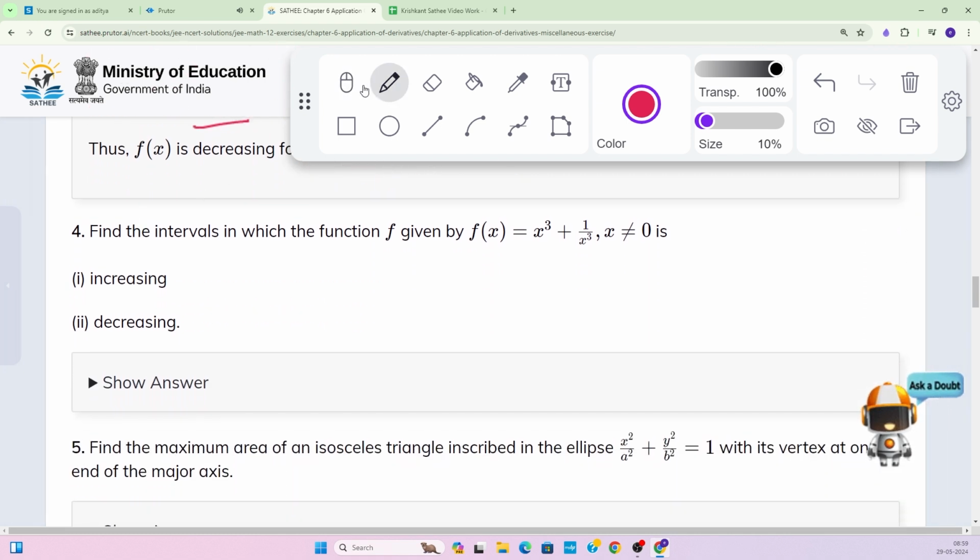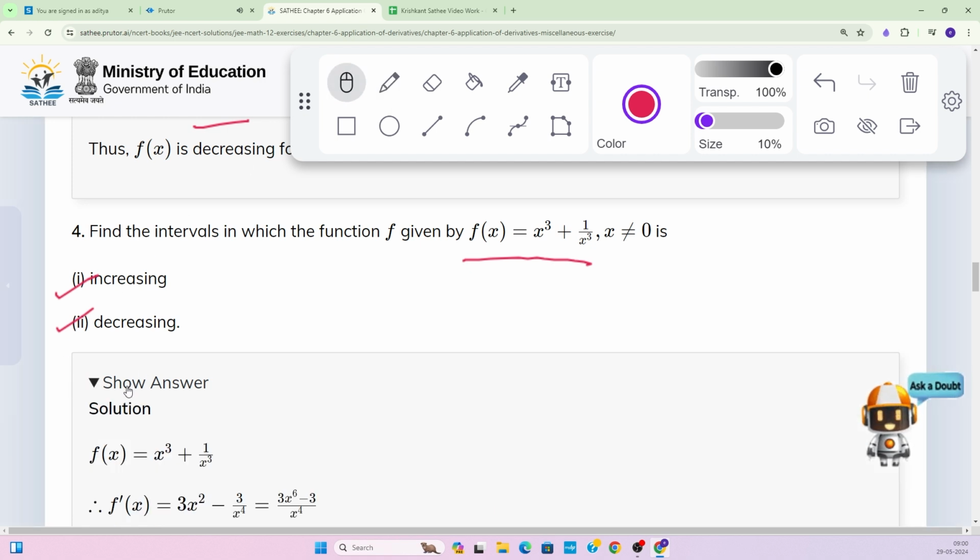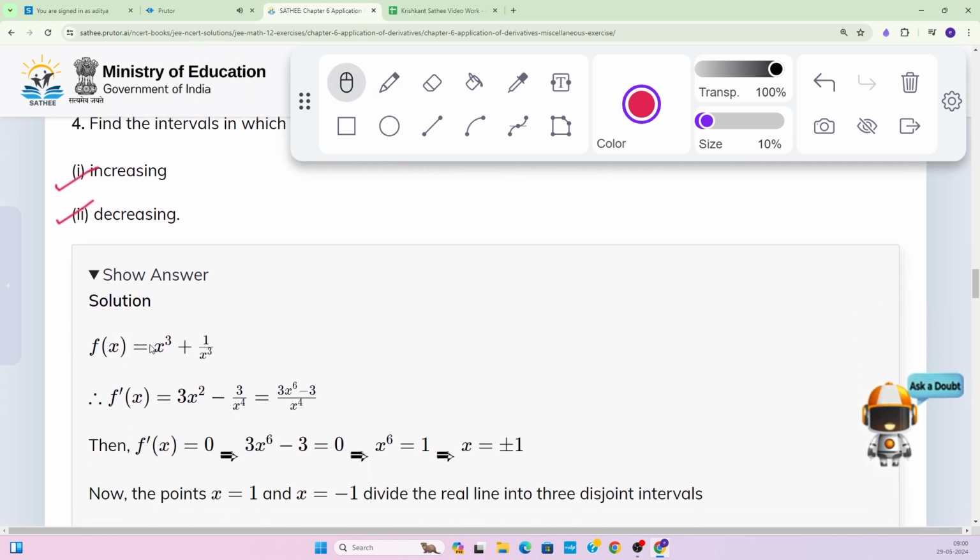Problem number 4. Problem 4 says that we are given this function, and we have to find where it is increasing and where it is decreasing. The first thing is to find the derivative. The derivative will be 3x square minus, using the quotient rule, denominator power 2. Now denominator multiplied with numerator derivative, numerator derivative is 0. Now minus, denominator derivative is going to multiply with numerator.